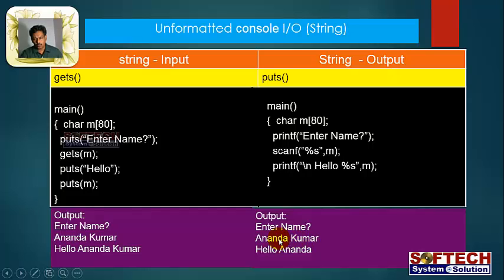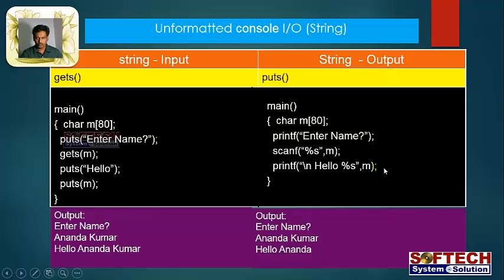So for Ananda Kumar, scanf assumes these are two inputs, because a blank space is a separator for two inputs in the scanf function. So Ananda is one input, Kumar is one input, but here we use only one variable, so Ananda is stored to m. Kumar is understood as another input, but only one variable is available in scanf. So Ananda is stored to m. So it displays hello Ananda only.